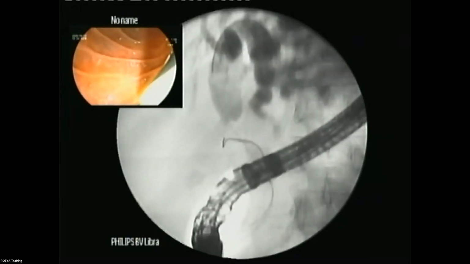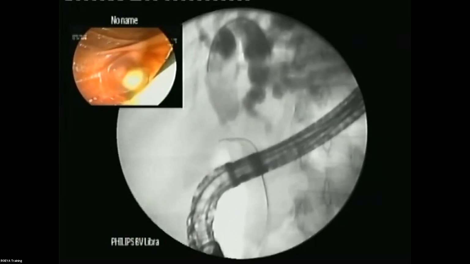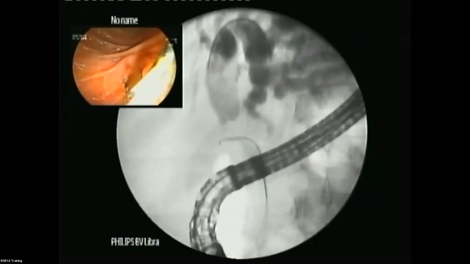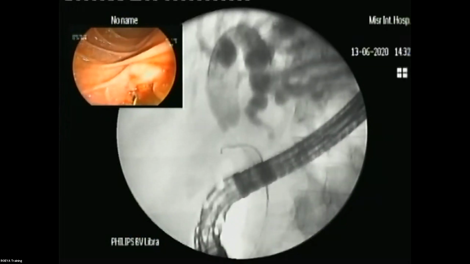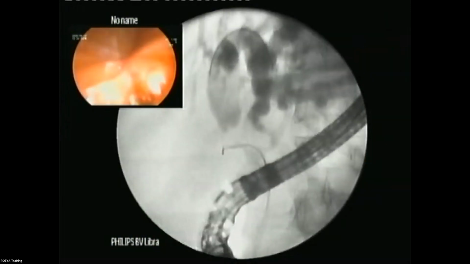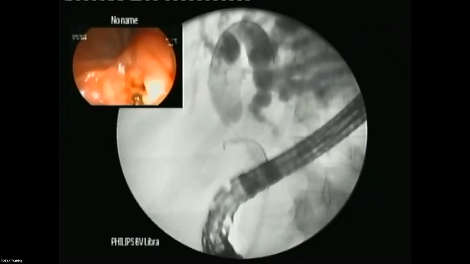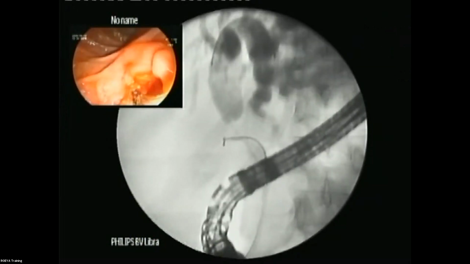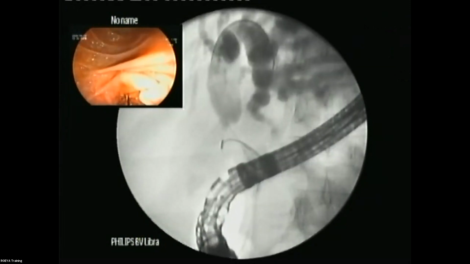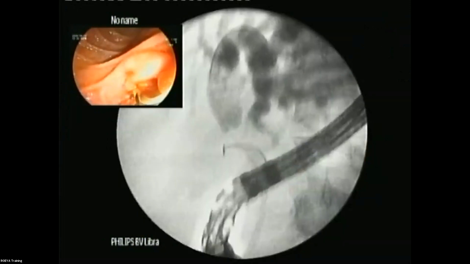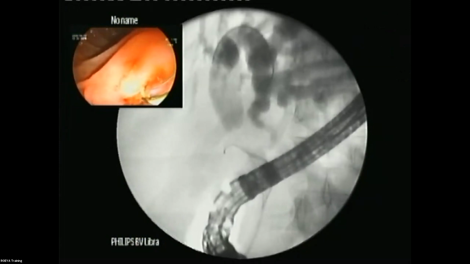Still, I think a PTD with a rendezvous technique is an option, or even the radiologist could put the stent directly from the right system. The good thing in this patient is that Hani already cannulated the left system, which is more difficult for the radiologist. The right system is the easy one for the interventional radiologist.